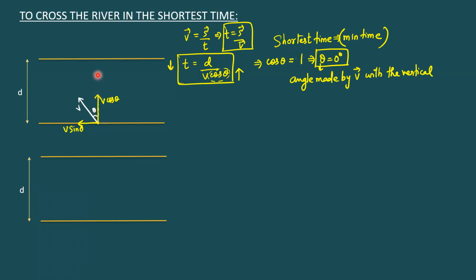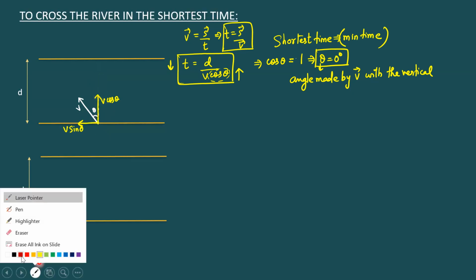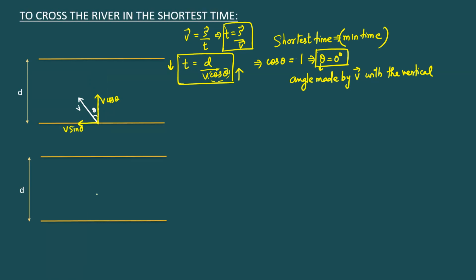That means he has to move straight like this. If he is moving in this direction, then the angle made by the velocity with this line will be equal to 0. So let us draw the diagram now. We got to know that the angle made by V with the vertical must be 0 degree. That means he has to travel straight like this.